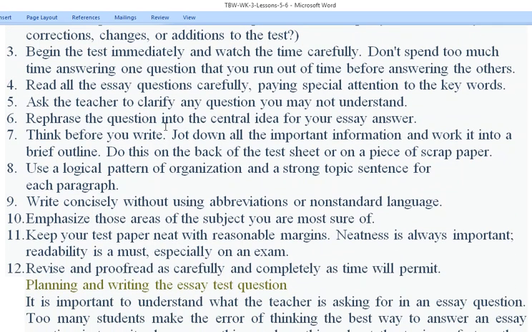Rephrase the questions into the central idea for your essay answer. It means you have to make your own point of view, deciding from what point of view you have to approach. Think before you write. Jot down all the important information and work it into a brief outline. Before you attempt a question, brainstorm, write the main idea and set the organization. You can take 2 to 3 minutes for this, and the rest of the 20 to 22 minutes can be used for writing.